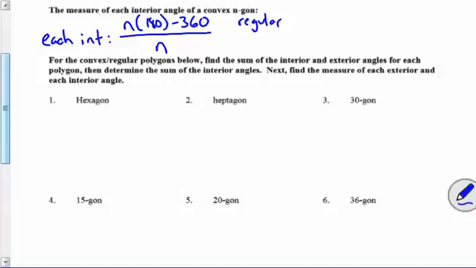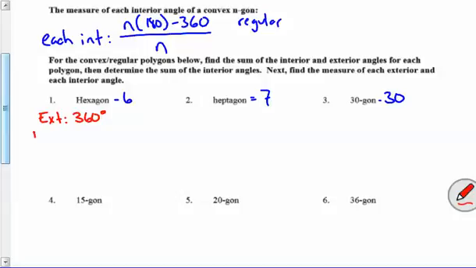So let's talk a little bit about shapes. A hexagon is a polygon with 6 sides. A heptagon is a polygon with 7 sides. A 30-gon has 30 sides. So given that information, we want to find the exterior angles. Well, it doesn't matter how many sides there are. The exterior is 360 degrees.